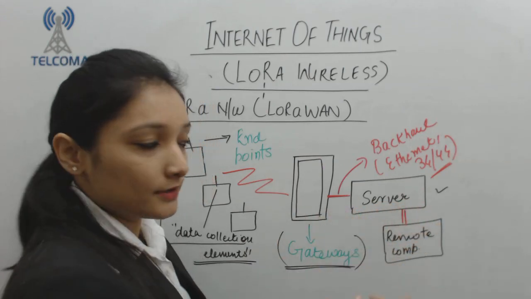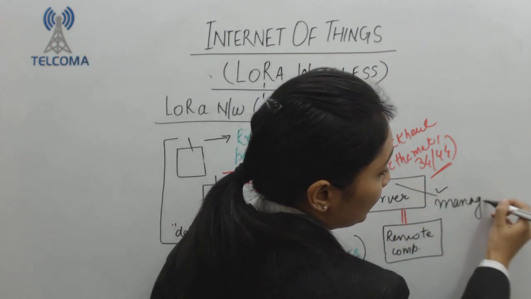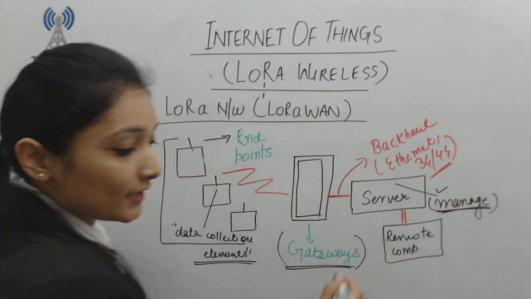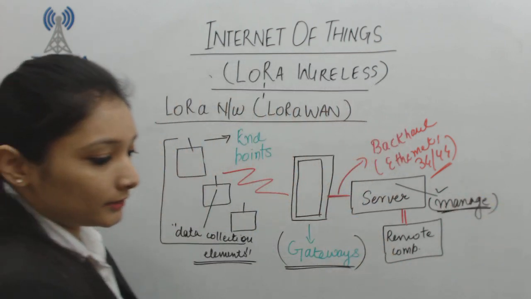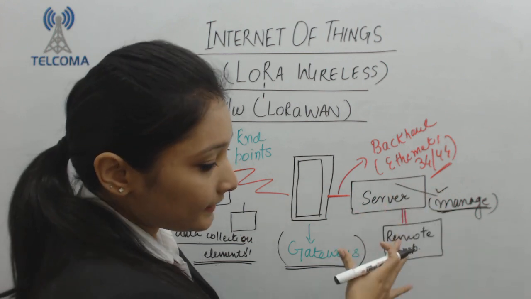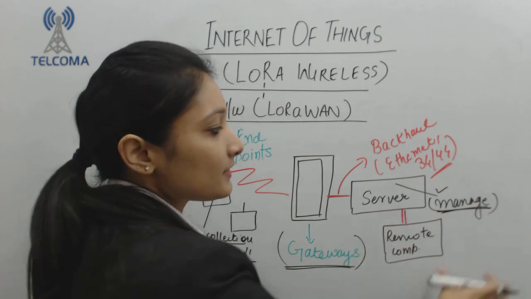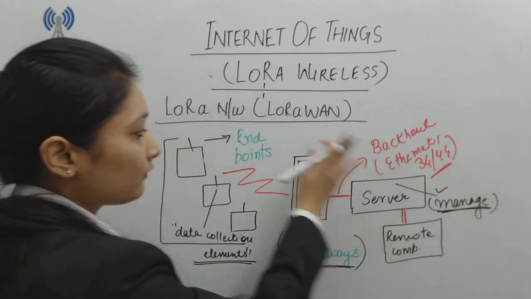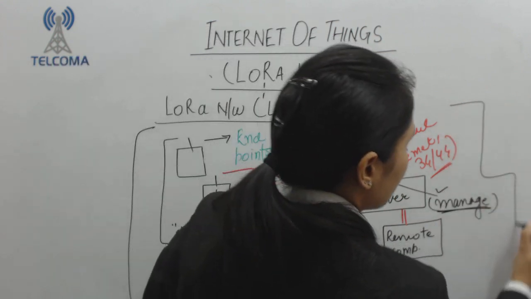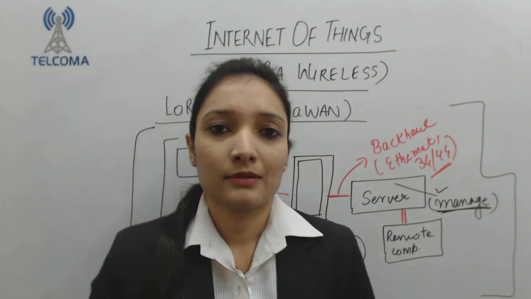Now the server is used to manage the complete network. That means it checks for duplicate packets, it checks for the acknowledgements, and it is used for setting the adaptive data rate. So this is basically the management unit for your complete LoRa system. Now after that we have remote computers.